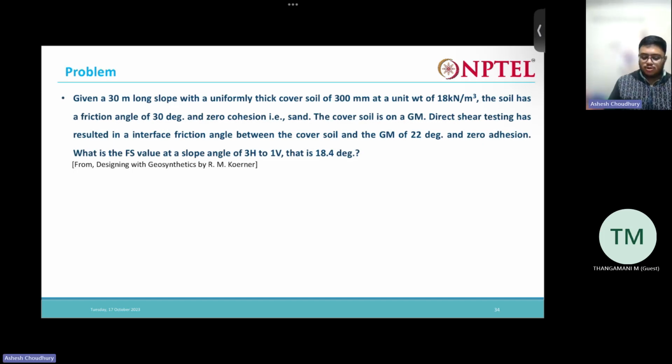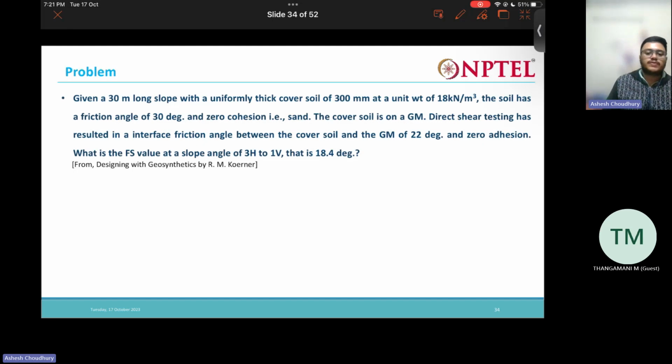Given a 30-meter long slope with a uniformly thick covered soil of 300 mm at a unit weight of 18 kN per meter cube, the soil has a friction angle of 30° and zero cohesion, that is sand. The covered soil is on a geomembrane. Direct shear testing has resulted in an interface friction angle between the covered soil and the geomembrane of 22 degrees and zero adhesion. CA is zero. What is the factor of safety at the slope angle of 3 horizontal to 1 vertical, that is 18.4°? So directly we will put everything in the formula and find WA.